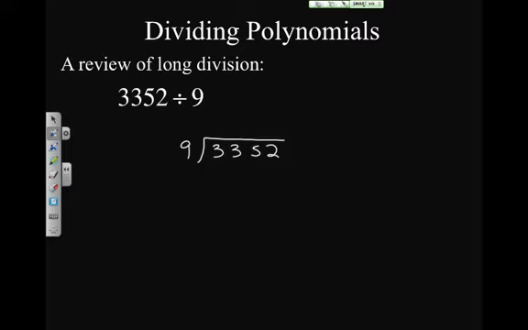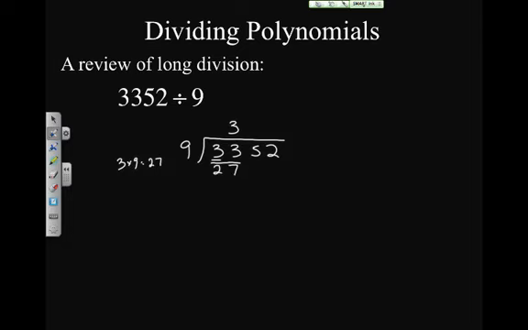And so then our question that we ask is, we look at this 9 and we say, how many times does 9 go into 3? And the answer is 0. 9 doesn't go into 3. So then we look at the 9 and we say, how many times does 9 go into 33? And 9 goes into 33 3 times. So we're going to put our 3 up here, and we're going to take 3 times 9, and we get 27. And so that 27 goes right here.